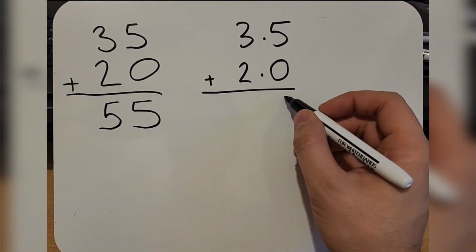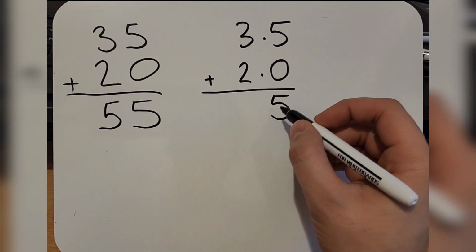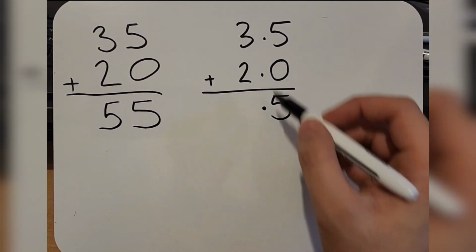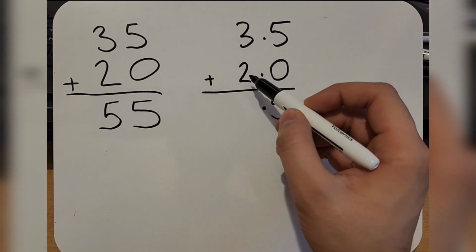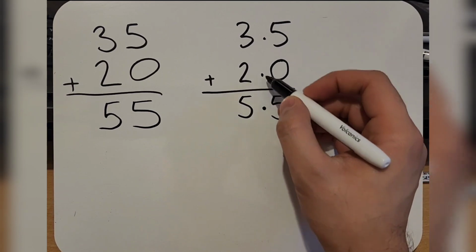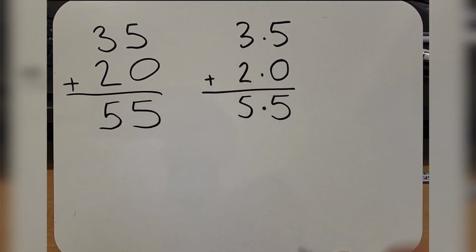5 add 0 is 5. We must put this decimal point in the same place, and 3 add 2 is 5. Sorry, I called this a decimal place. The decimal point needs to go in the same place. That's to 1 decimal place. Now let's have a look when things get a little bit more confusing.